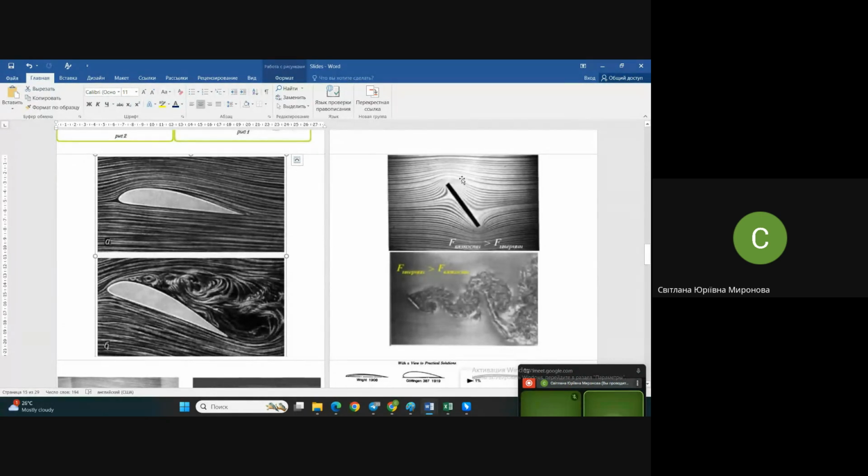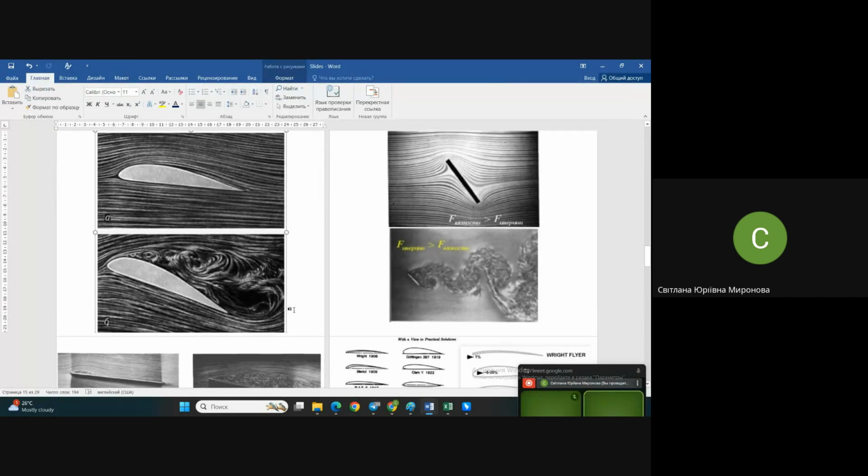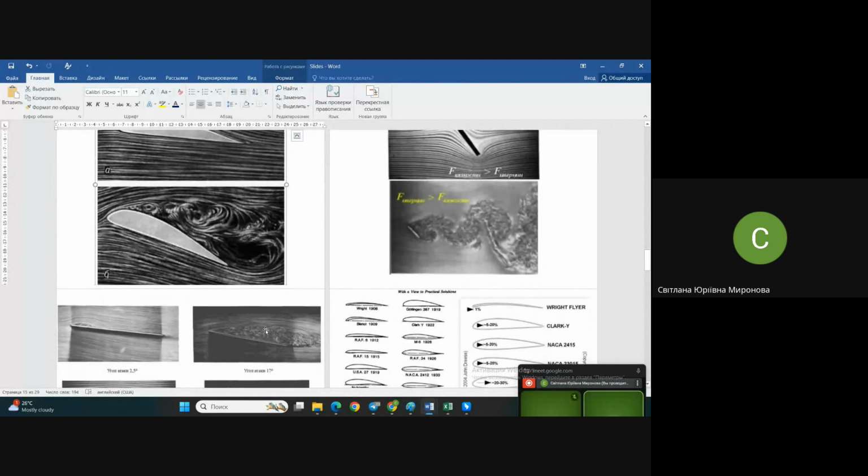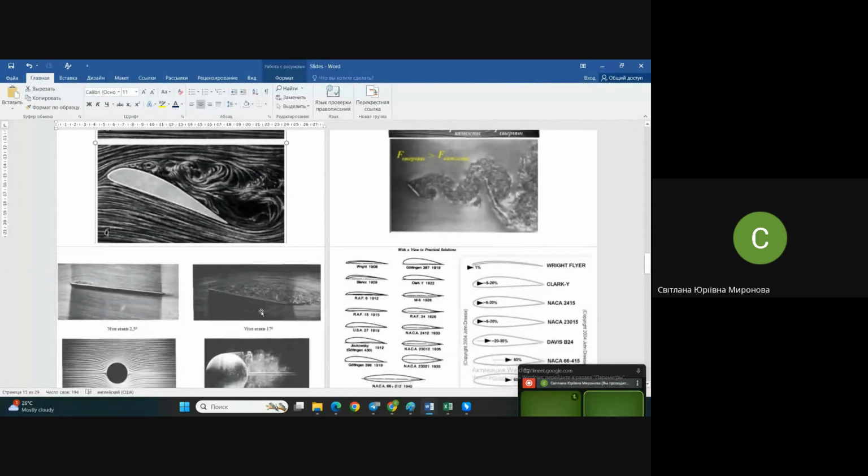Here is the thin plate you see in laminar flow, with different viscosity of the flow itself, different speed and different viscosity. We see a demonstration of laminar flow around the plate, and the same plate, even with the same angle of attack, but already it has turbulent flow behind it, depending on the velocity and, as I said, the viscosity of the liquid.